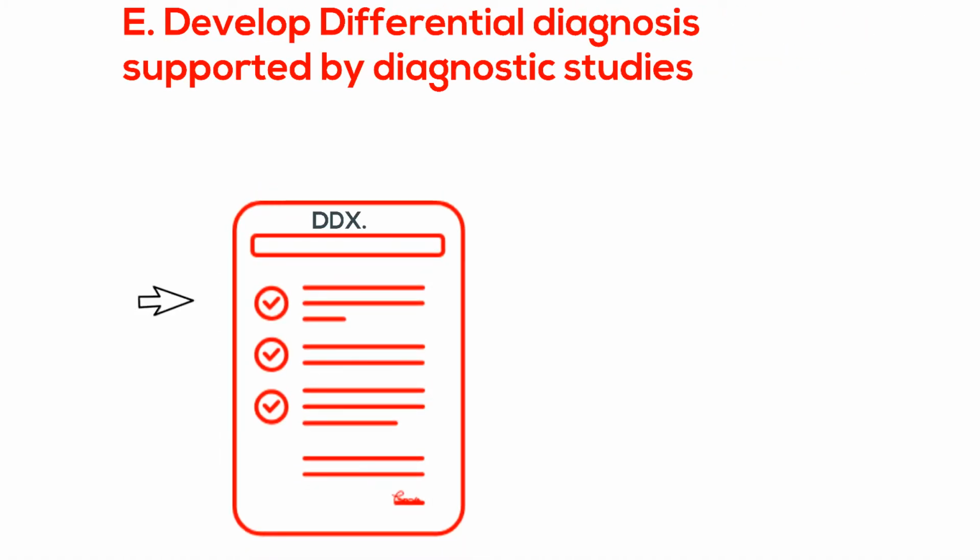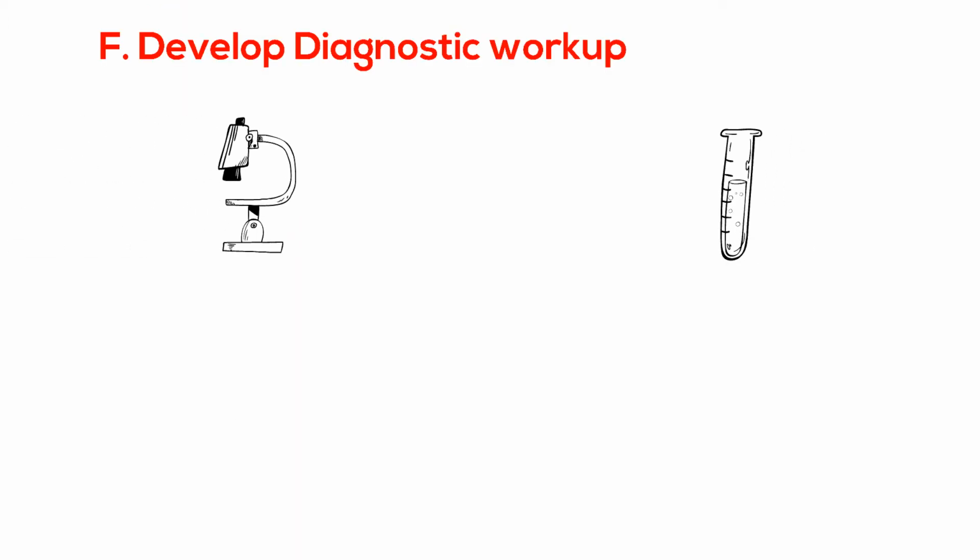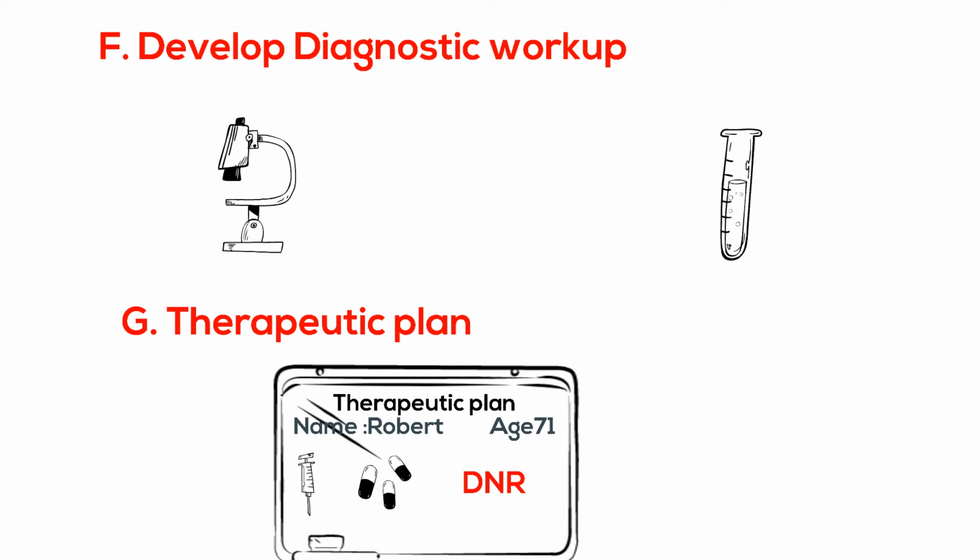Students have to develop differential diagnosis that is rank ordered and supported by clinical and diagnostic studies. Then develop diagnostic workup that incorporates probability-based thinking. Once diagnostic workup and differential diagnosis are completed, students are expected to formulate a therapeutic plan that incorporates evidence-based medicine and patient preferences.